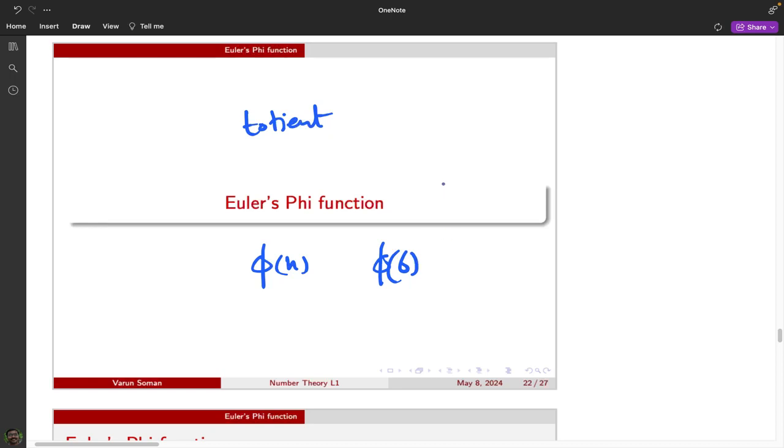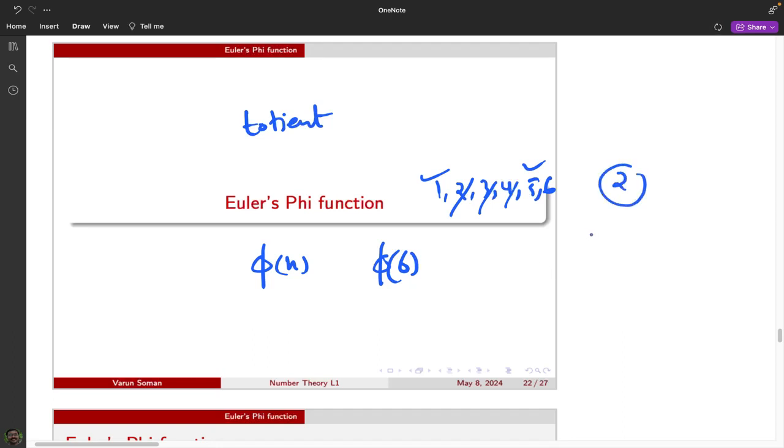So what are they? The positive integers less than 6 are 1, 2, 3, 4, 5. Even if you consider 6 also, which of these numbers are relatively prime to 6? 1 is relatively prime to 6, 2 is not, 3 is not, 4 is not relatively prime because 4 and 6 have a common factor 2, 5 is relatively prime, and 6 itself is not relatively prime because it has common factors. So there are only two numbers less than 6 and relatively prime to it.